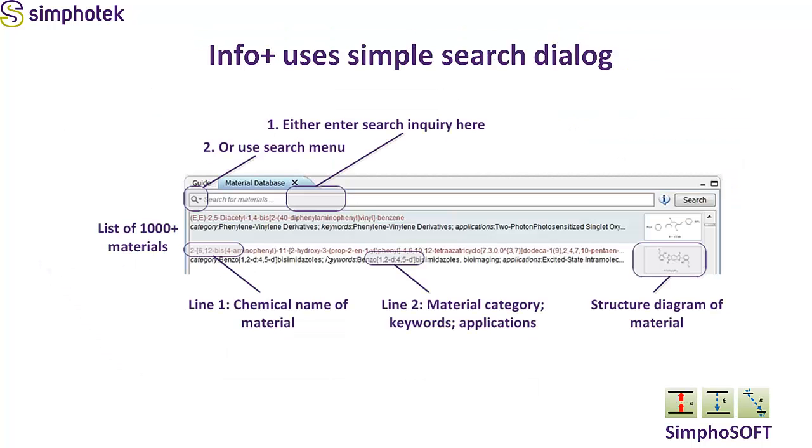Info Plus main panel consists of the search box and the long list of material entries. Info Plus supports free format search inquiries and criteria-based inquiries. For the former, you just start typing your search line in the search box. For the latter, you can choose one or more searching criteria from a search menu on the left. The list of more than 1,000 material entries is located under the search box. Each list item represents a summary of the material entry and also contains a preview image of the chemical structure for better identification.